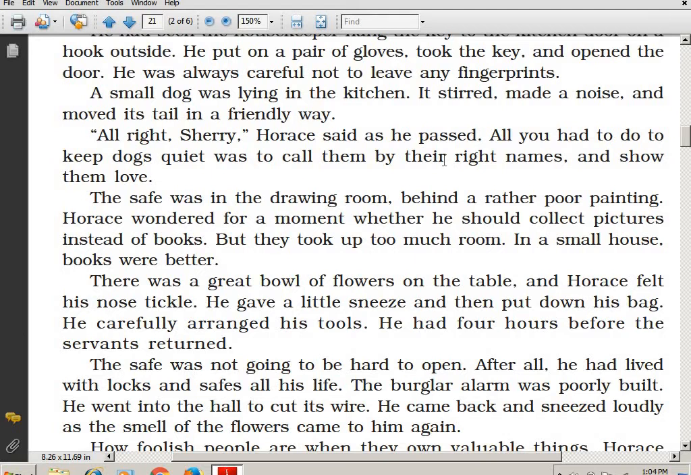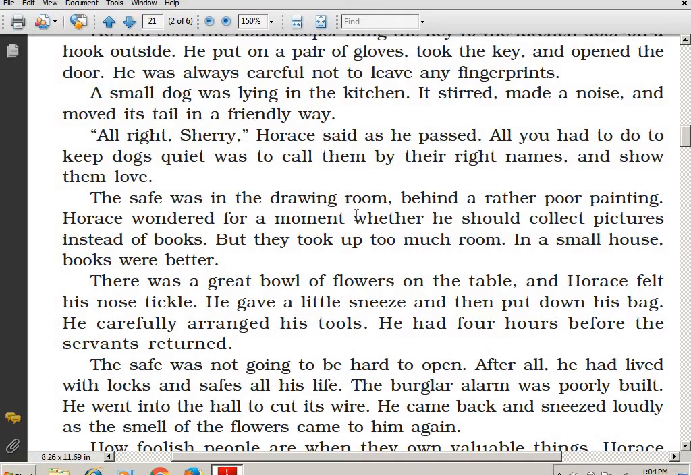So what trick is he using? He is saying, "All right, Sherry." Whether the name of the dog is Sherry or not, he is calling it by its name. He must have learned the name of the dog. And by saying it, you can make them quiet and show them a little love.